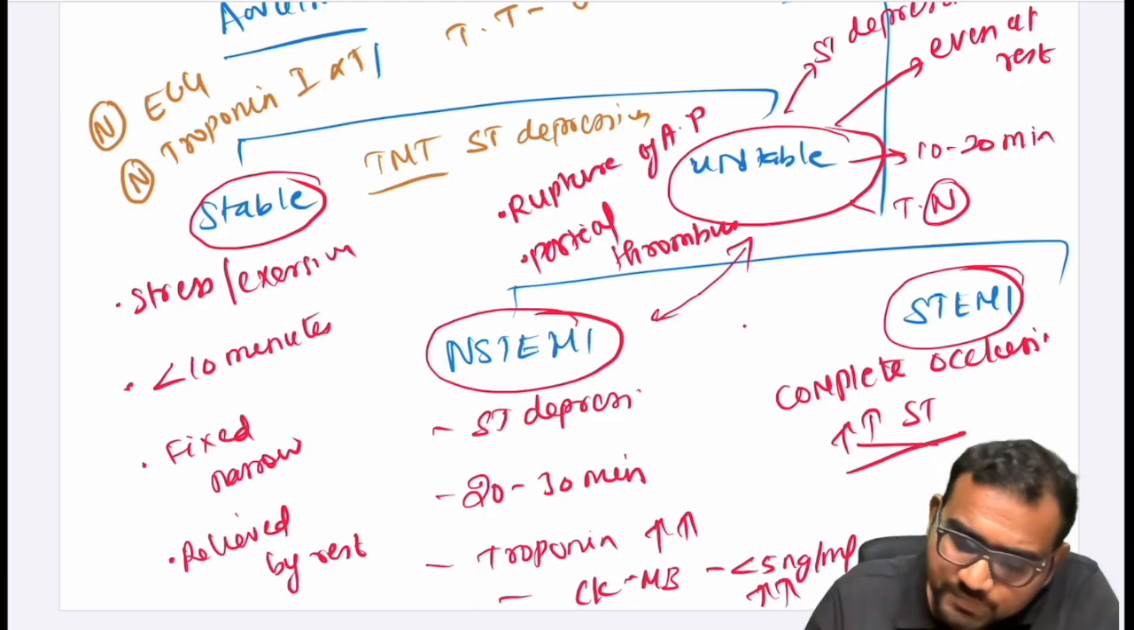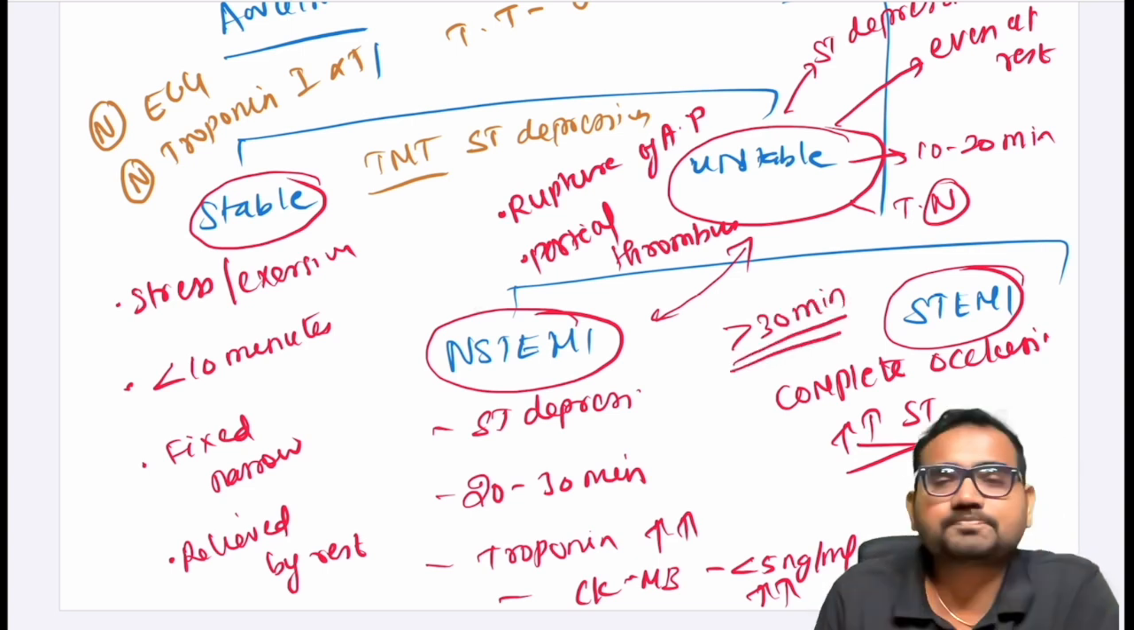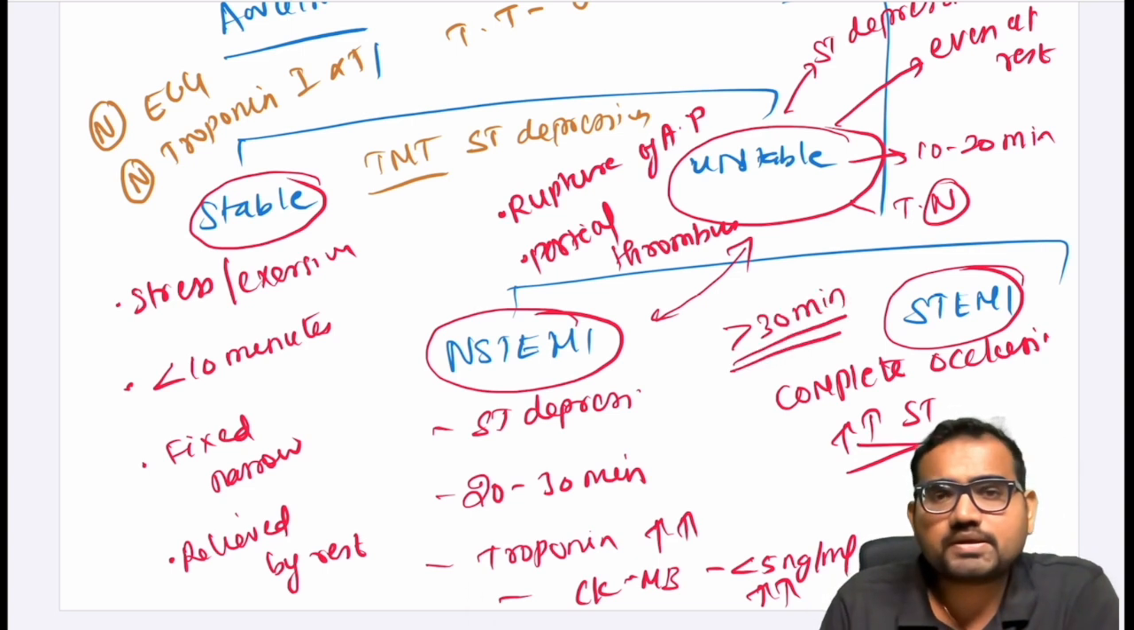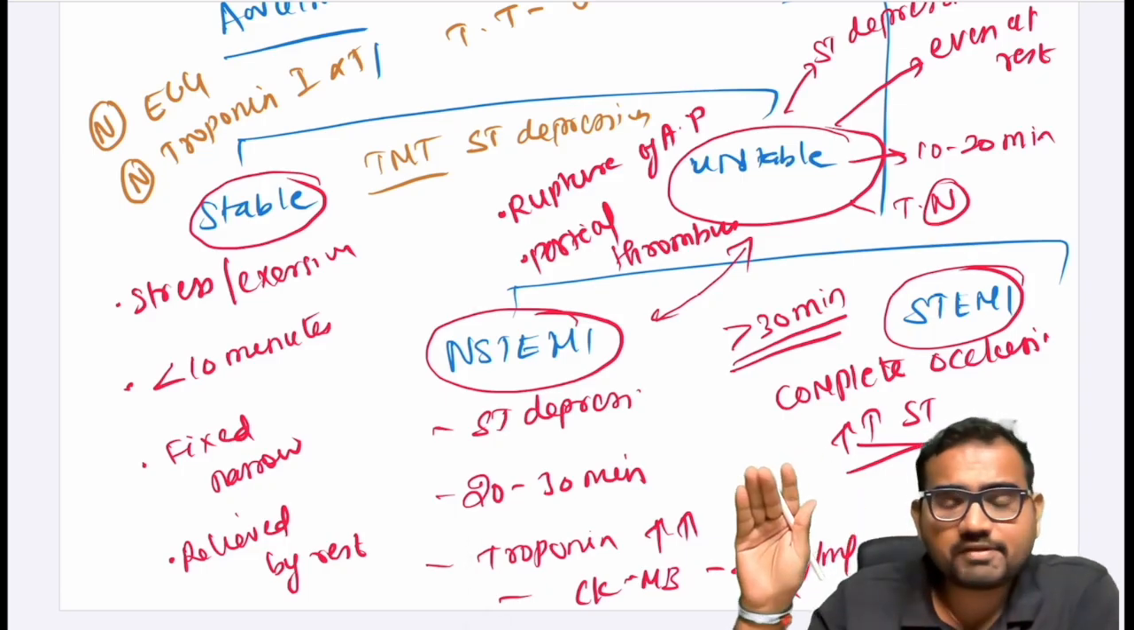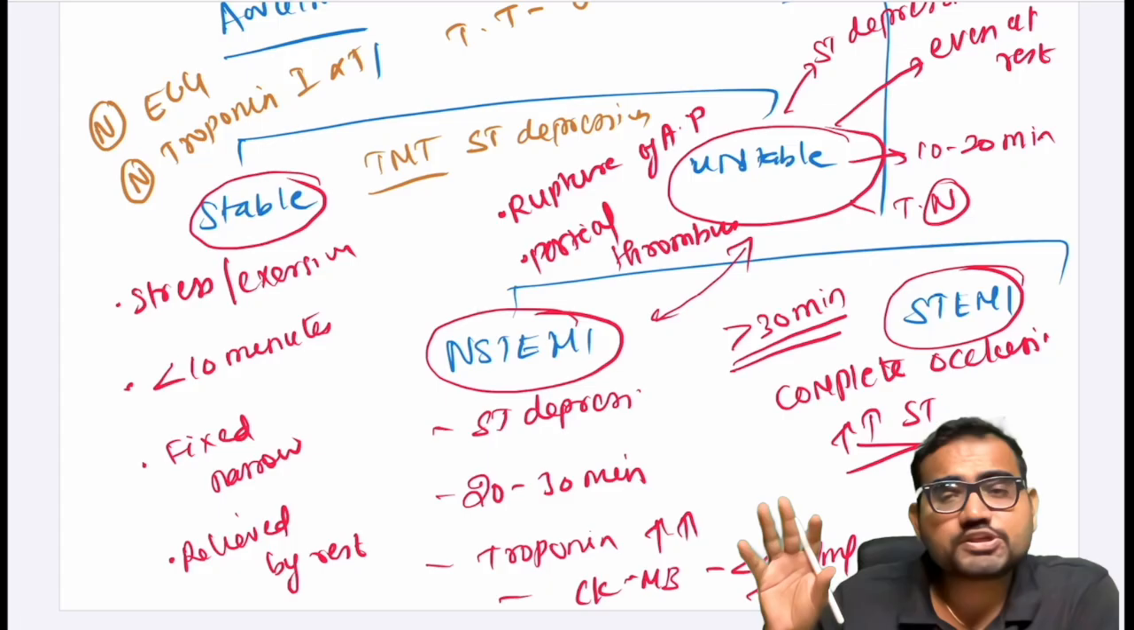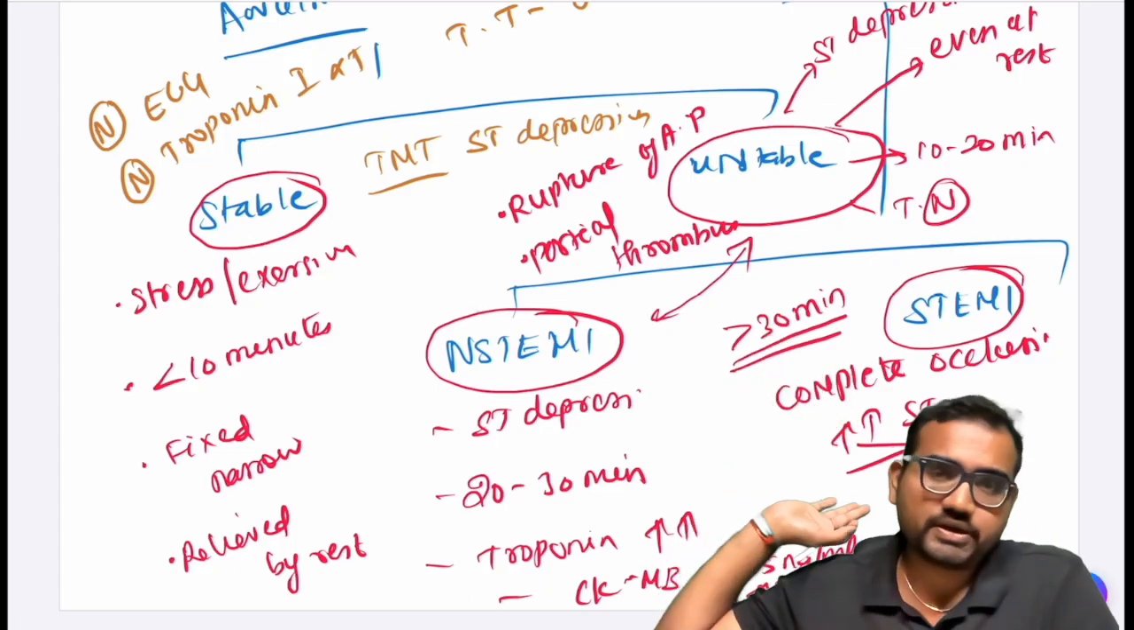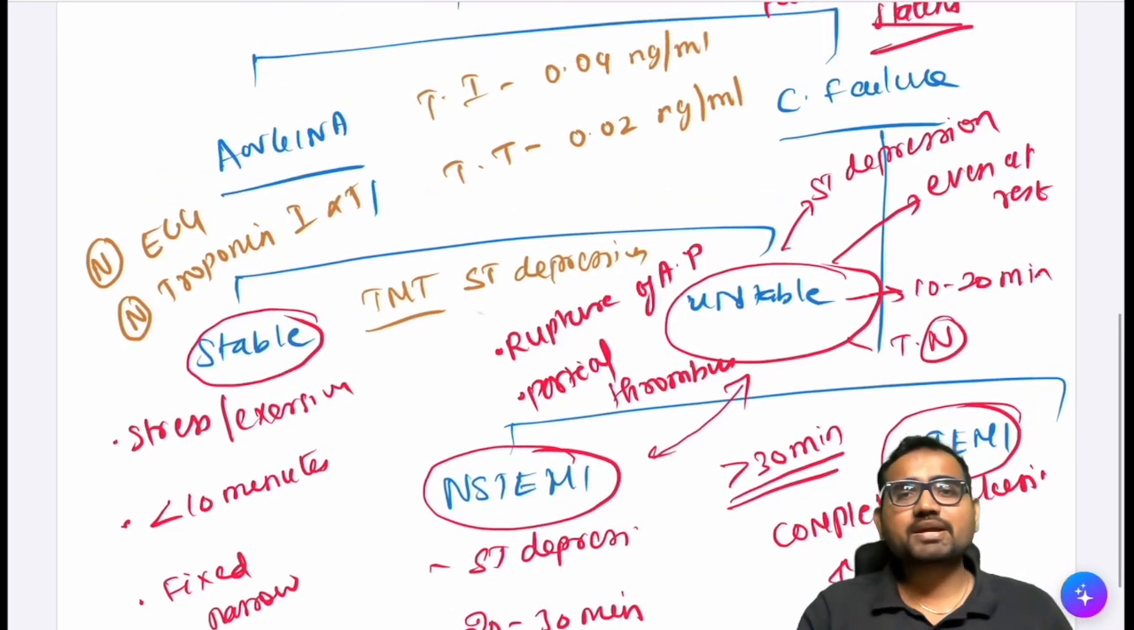These patients will have pain more than 30 minutes. ST segment elevated more than 30 minutes, troponin values elevated, CKMB values elevated. These patients will have complete occlusion of the coronary arteries. So this is about the ischemic heart disorders.